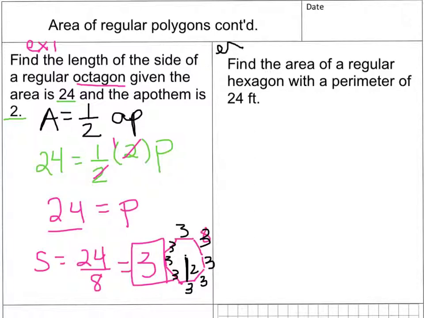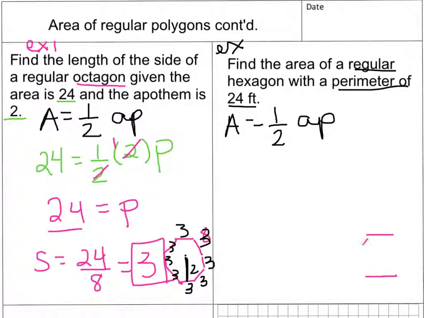Next example. It says to find the area of a regular hexagon with a perimeter of 24 feet. So I'm already giving you the perimeter, and that's the only number I give you. For me, I always write down the formula. Since it's a regular polygon, I have to use 1/2 AP. Now, to find the other measurement, I have to draw this out. So this is a hexagon. A hexagon has 6 sides.